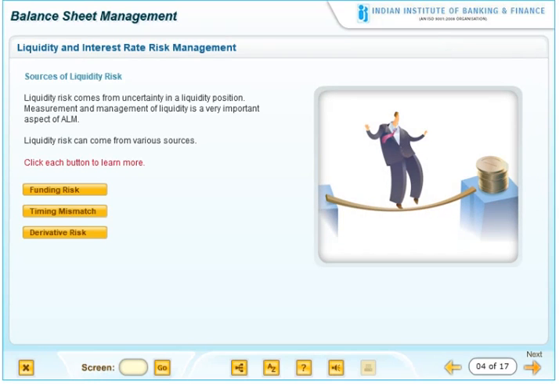Liquidity risk comes from uncertainty in a liquidity position. Measurement and management of liquidity is a very important aspect of ALM. Liquidity risk can come from various sources. Click each button to learn more.